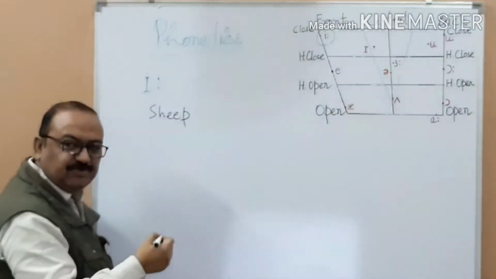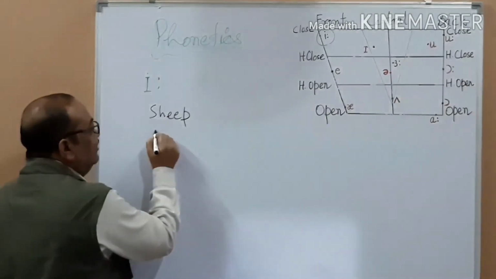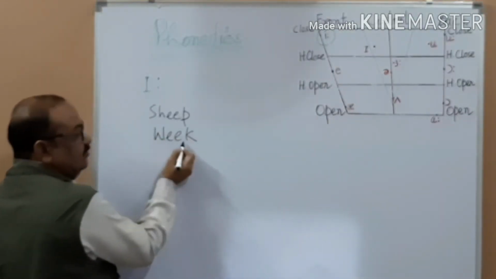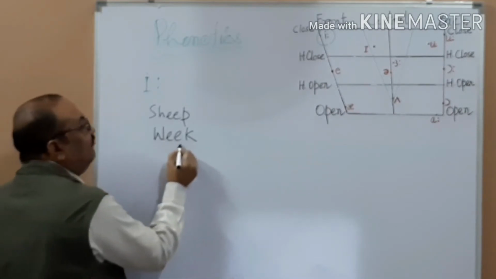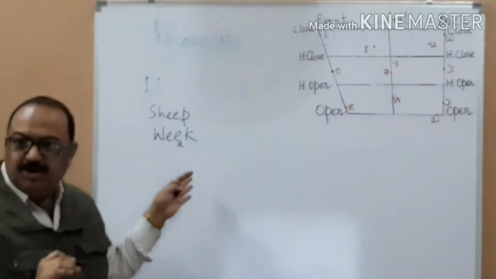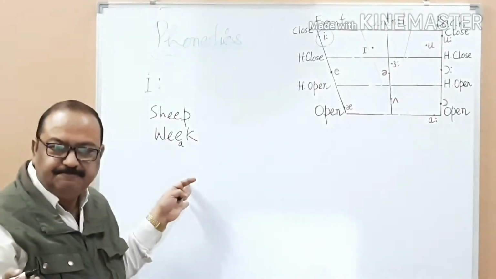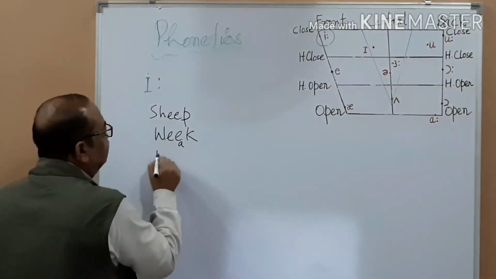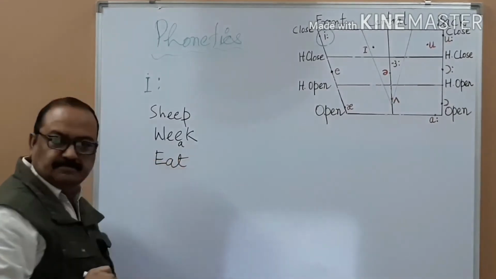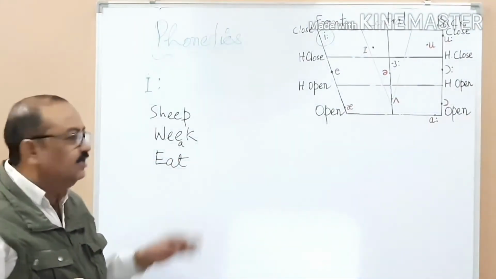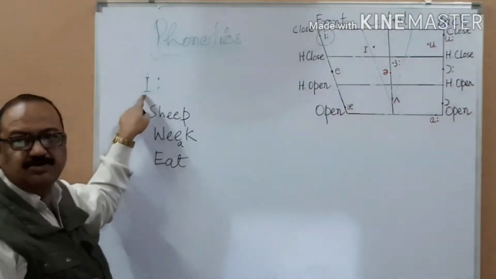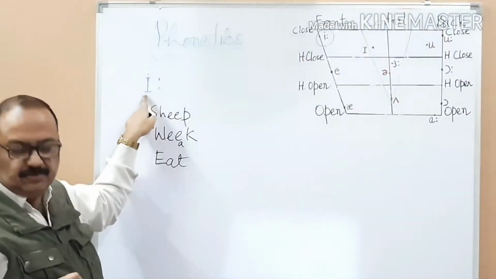Just tell me one or two words from your side. Weak, with double E, or weak with A. Both have long E. Any other word? Eat. Good. Eat. So all these words have this E sound, the long E sound.